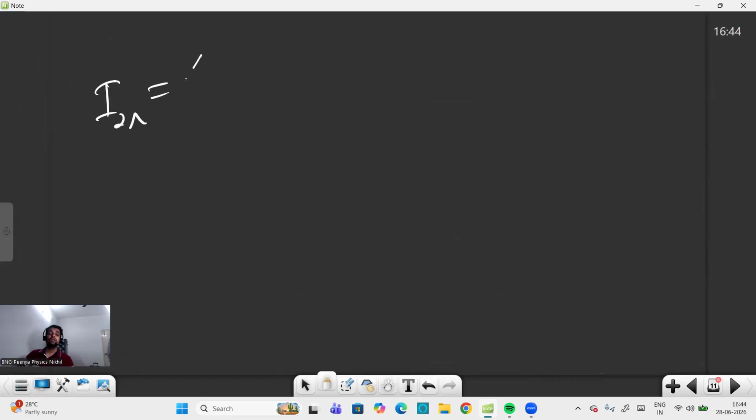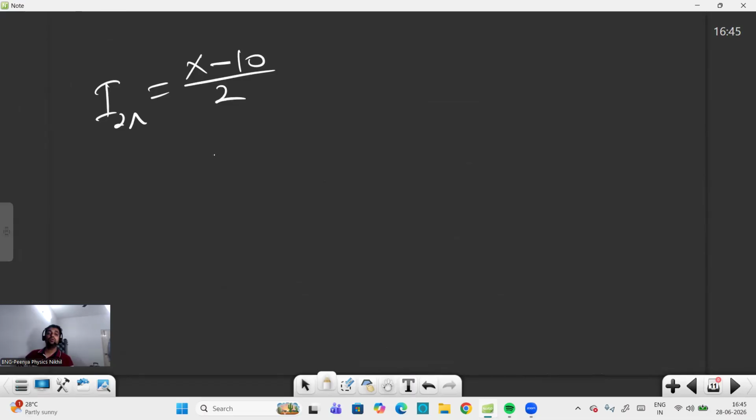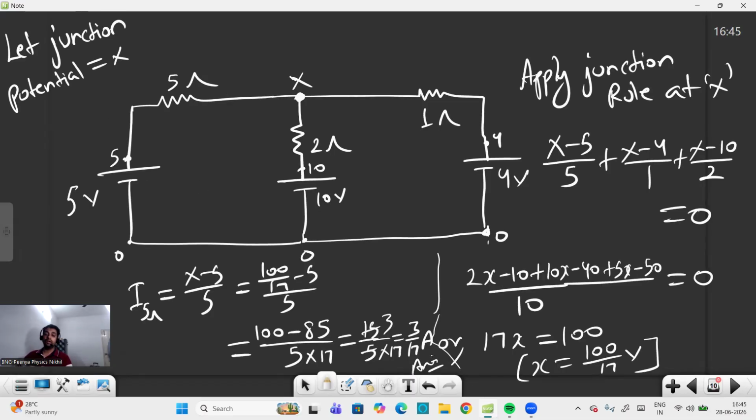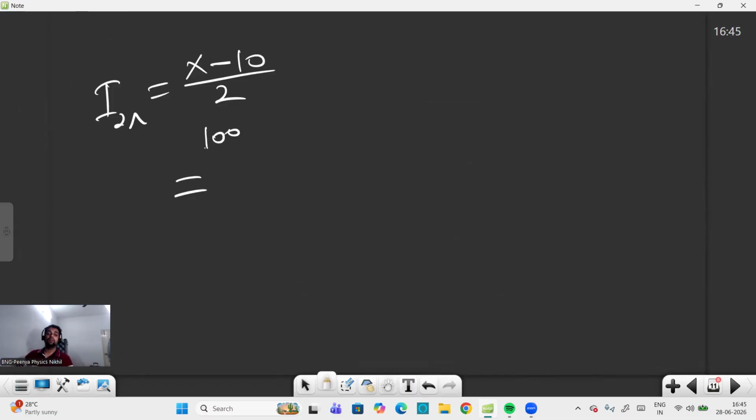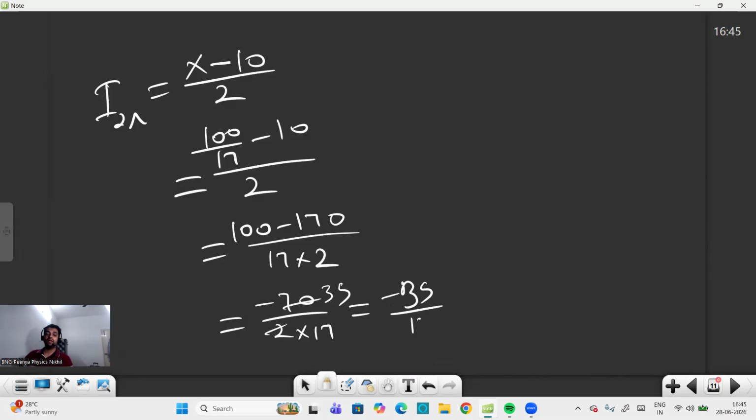Current in 2 ohm resistor. So x minus 10 divided by 2. Here the x value is what? Already we found it, 100 by 17. So 100 by 17 minus 10 divided by 2. This is 100 minus 170 divided by 17 into 2. So this is minus 70 by 2 into 17. It is minus 35 by 17 ampere.